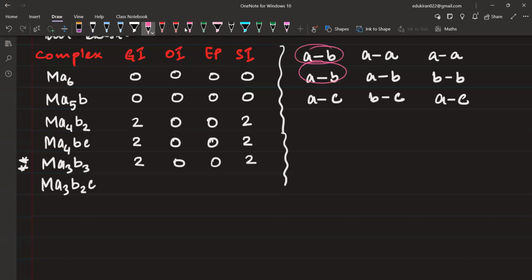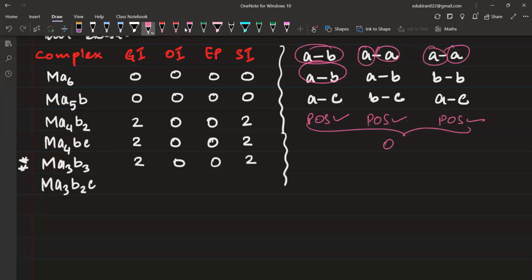Two same ligands, same pairs of ligands opposite to each other, so here there will be a plane of symmetry. Same ligands at 180 degree, plane of symmetry. Same ligand at 180 degree, plane of symmetry. So all of these will not have any optical isomer. Up to here you have no optical isomer. So GI will be 3, 0 optical isomer, 0 enantiomeric pair and 3 stereoisomers.